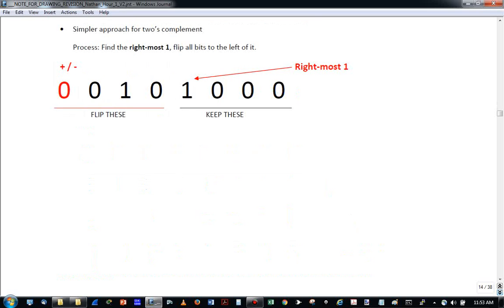There's a simpler approach to doing this 2's complement process, and the basic idea is find the rightmost 1, this one, keep it and everything to the right of it as is, and then flip everything to the left of it. So whatever number this was, this is the negative version of it. This was 40, I believe. 32 plus 8, yep, 40, so this will be negative 40.